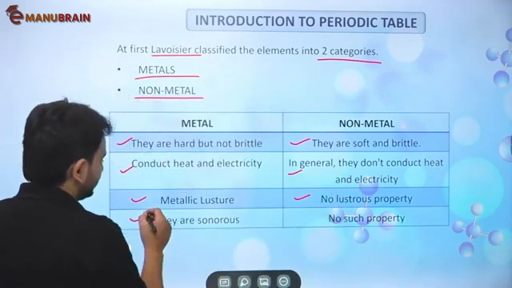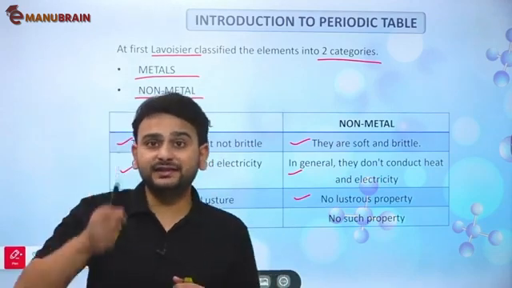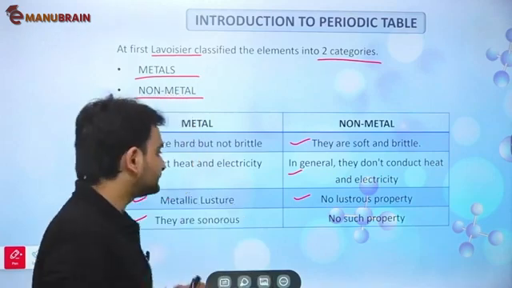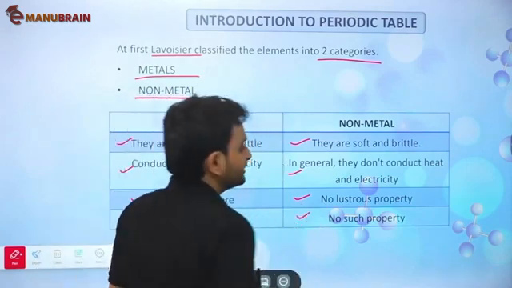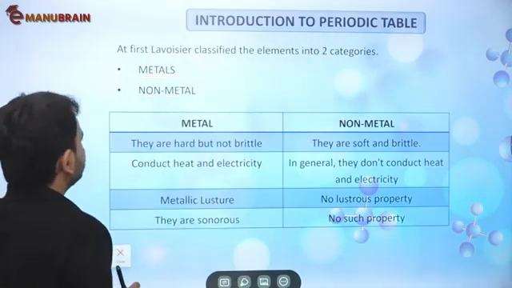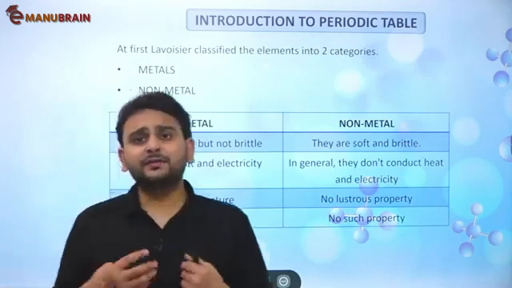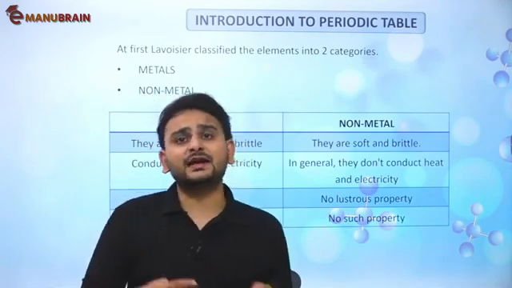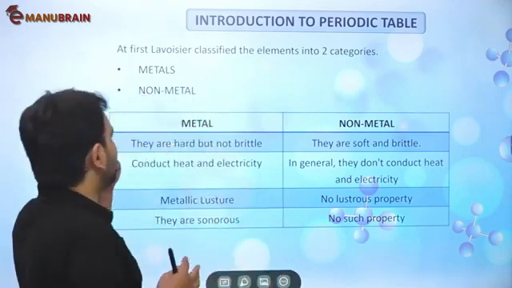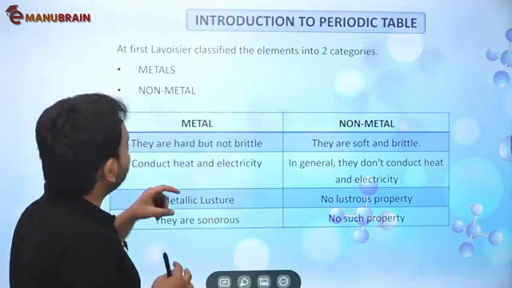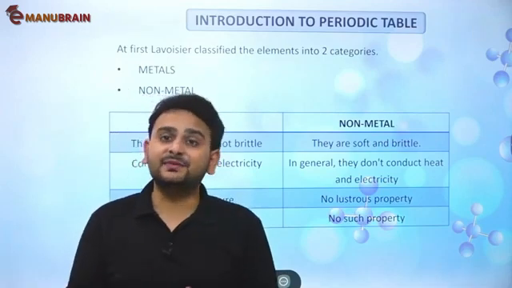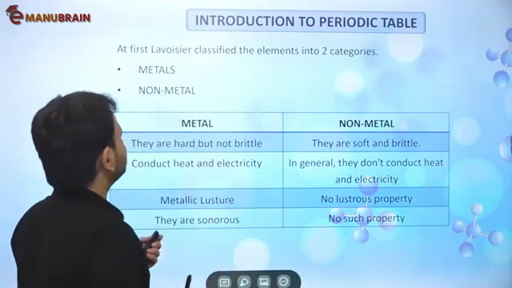Metals are sonorous. Sonorous means that when you hit them with a hammer or something, they produce a sound. Non-metals generally didn't show such a property; they had no sonority in general. But some of the metals showed the properties of both metals and non-metals, as we found out later. So this simple categorization by Lavoisier into metals and non-metals was not reflective of a lot of properties that these elements showed. So this was discarded.